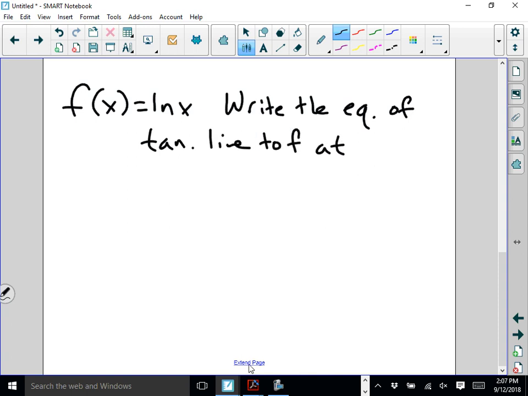Okay, so here we have f of x equals the natural log of x. I want you to write the equation of the tangent line to f at x equals 1. Okay, so because I'm asking you to write an equation of a tangent line, we need two things. You should automatically be writing these two things. Point, slope.